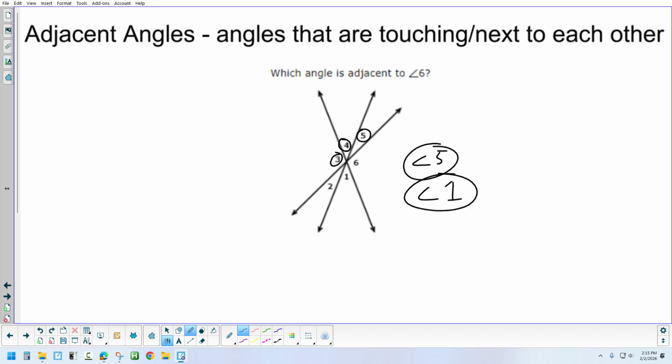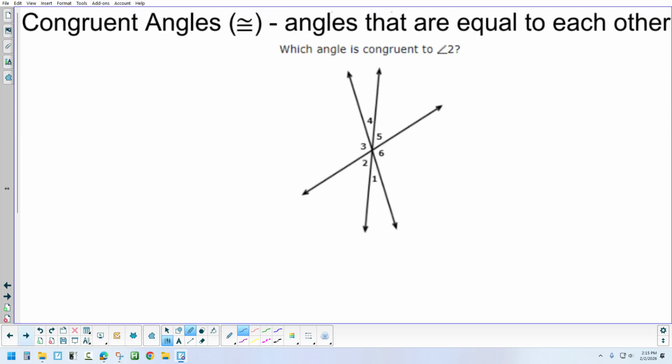Okay, so that's adjacent. Next word, congruent. Congruent means that they are exactly the same size angle. Like, if I drew something like this, and then I drew something like this, are the purple angle and the green angle congruent?